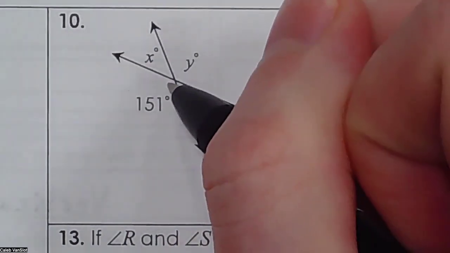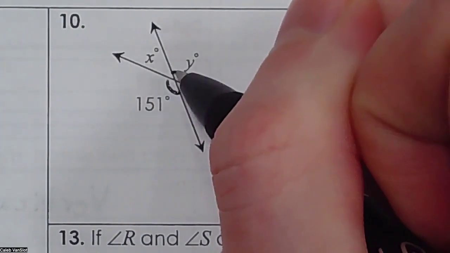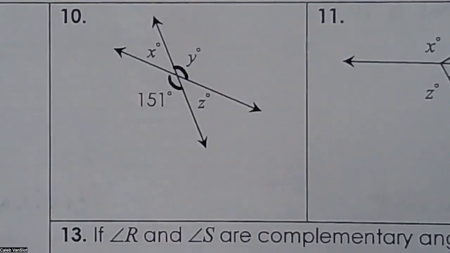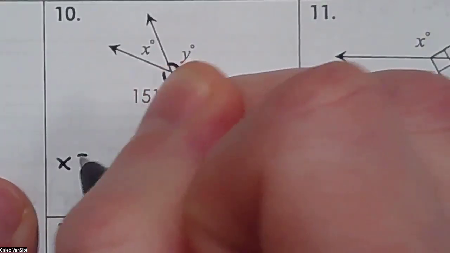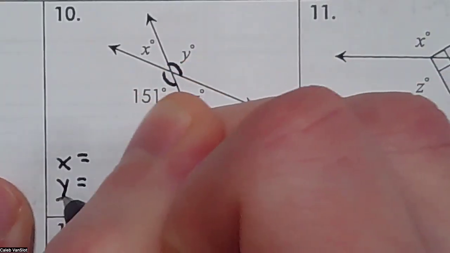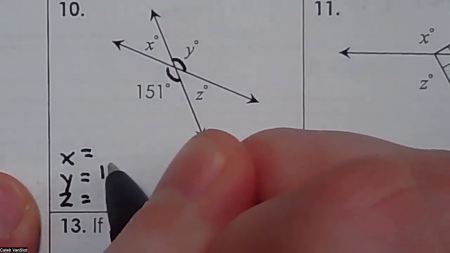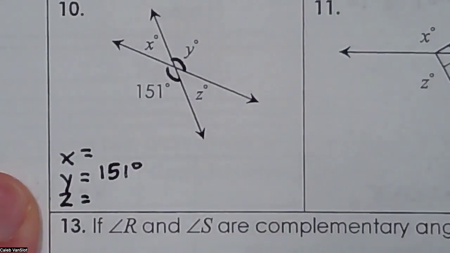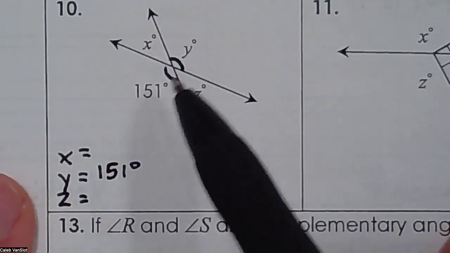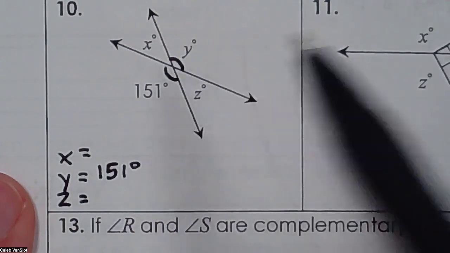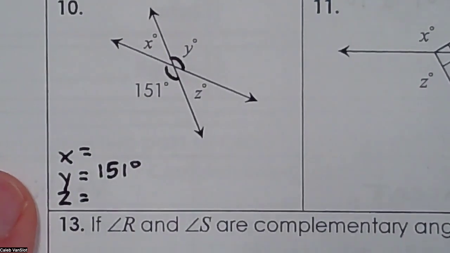Yeah. So you guys, if you're ever given an angle and you see that there's one that's vertical, that's going to be the easiest one to find because they're exactly the same. So X equals, Y equals, and Z equals. I'm just going to write the answers as we go. Okay. So Y is 151. Does everybody see Y? Sorry, pun not intended there. They're equal on both sides, right? Because it's vertical.